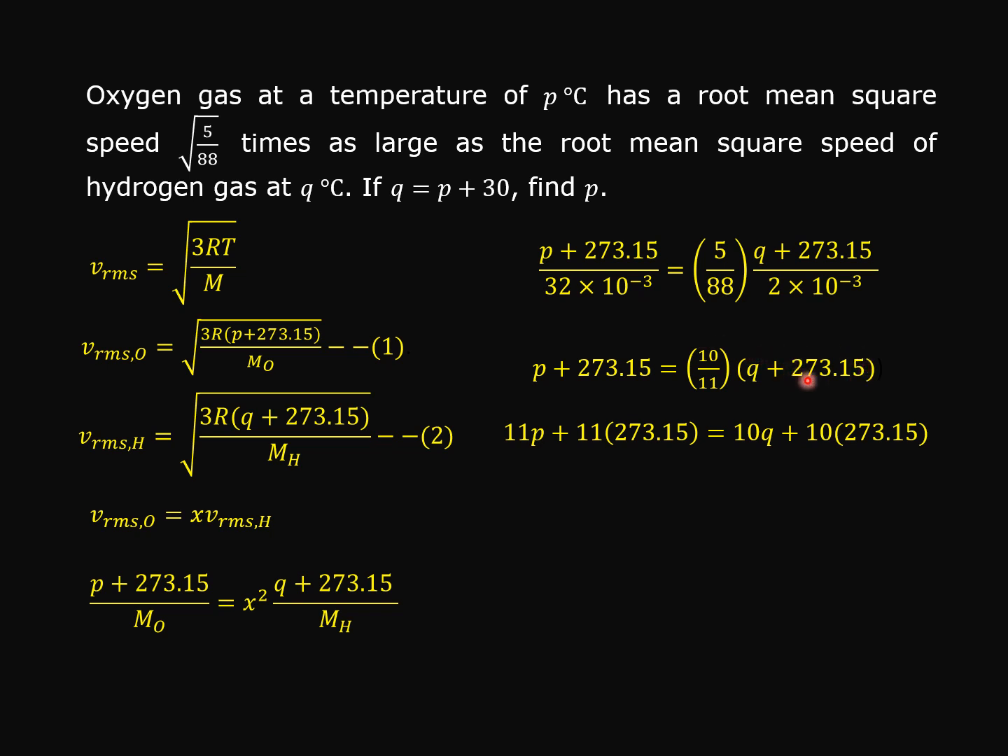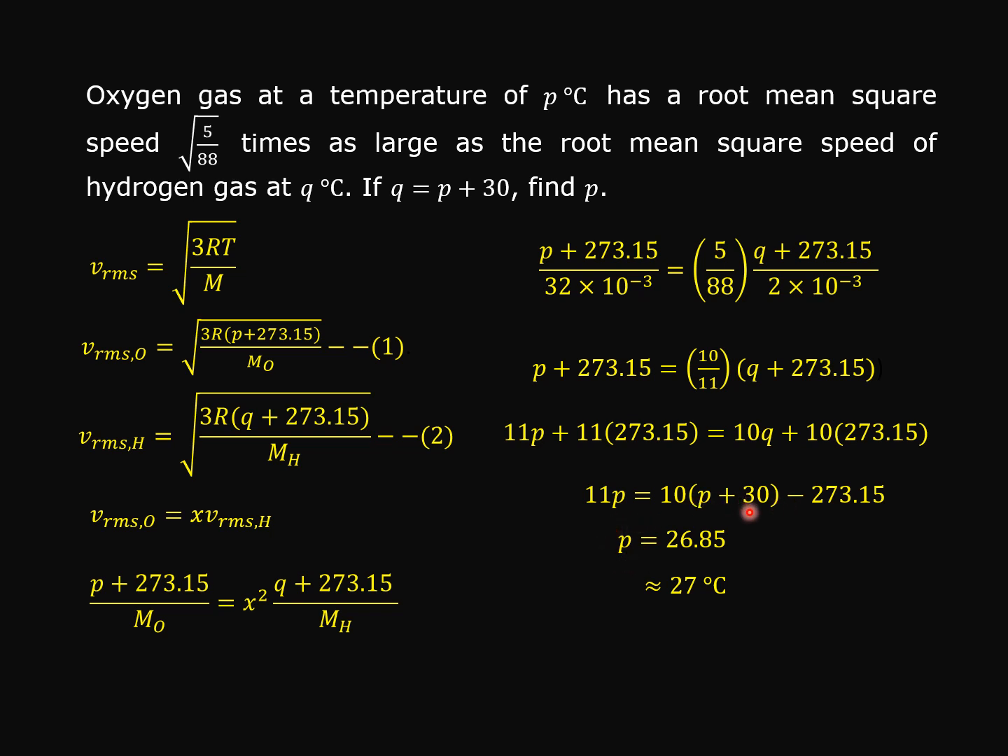Multiplied with the second term in the bracket, we will have 10 times 273.15. This Q can be substituted by P plus 30. And the 11 times 273.15, we bring it to the right hand side. Then 10 times 273.15 minus 11 times 273.15 gives negative 273.15. At the left hand side, it remains 11P. Now this 10P we can bring to the left, so 11P minus 10P, we obtain P here.